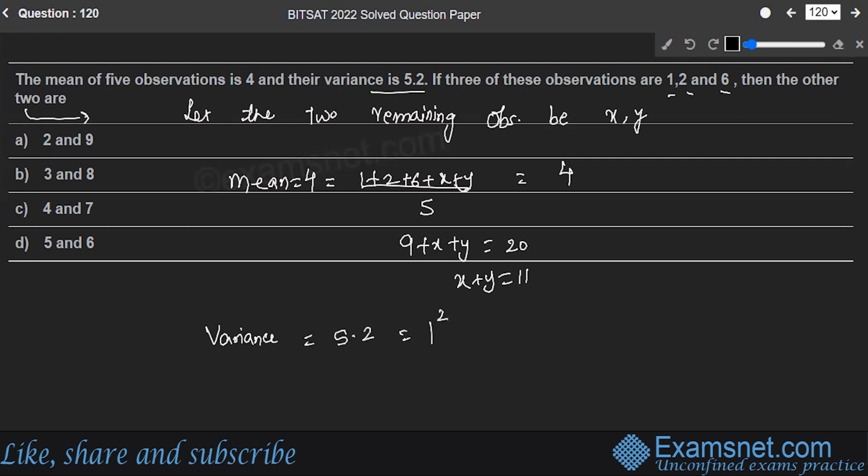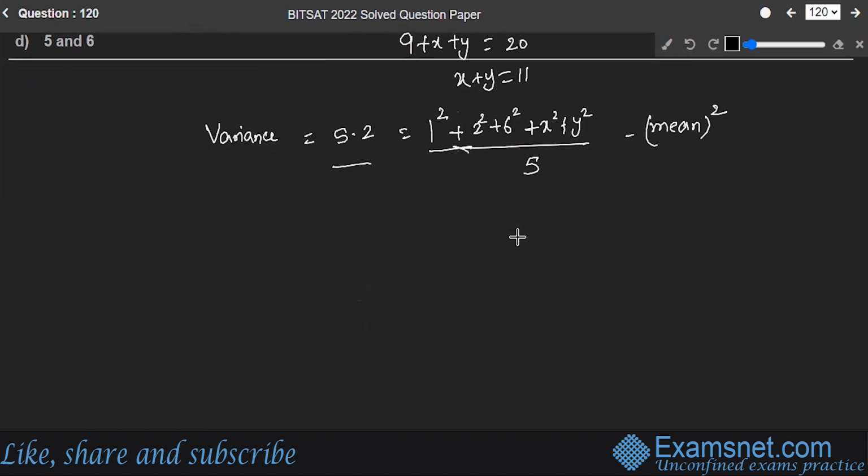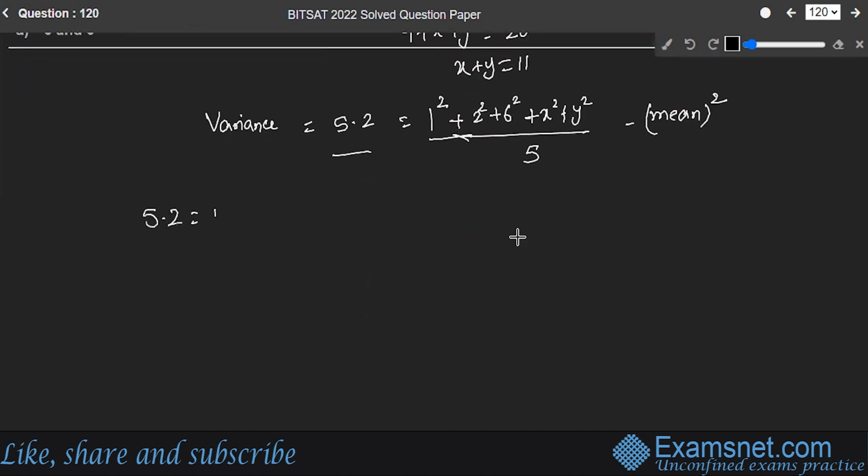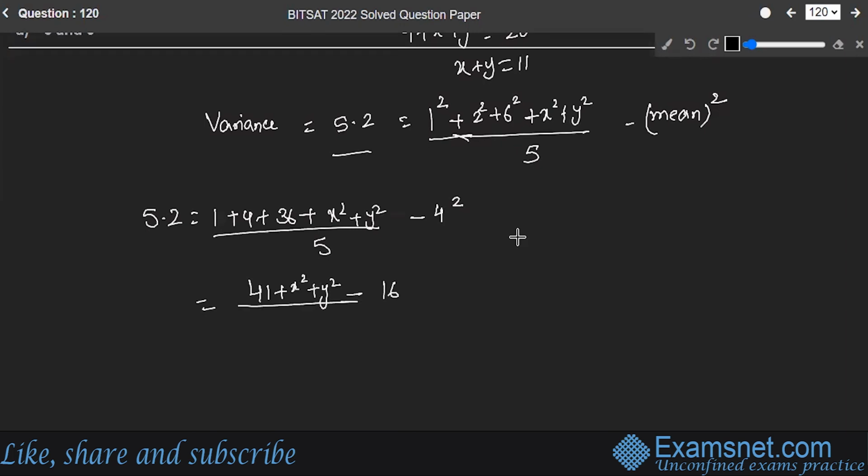And also you're given that variance is 5.2. That means (1 square plus 2 square plus 6 square plus x square plus y square) divided by 5, minus mean square is equal to 5.2. So you have 5.2 is equal to (1 plus 4 plus 36 plus x square plus y square) divided by 5, minus mean square. Mean was equal to 4, right? So this is minus 4 square. Or you have this as (41 plus x square plus y square) upon 5, minus 16, is equal to 5.2.